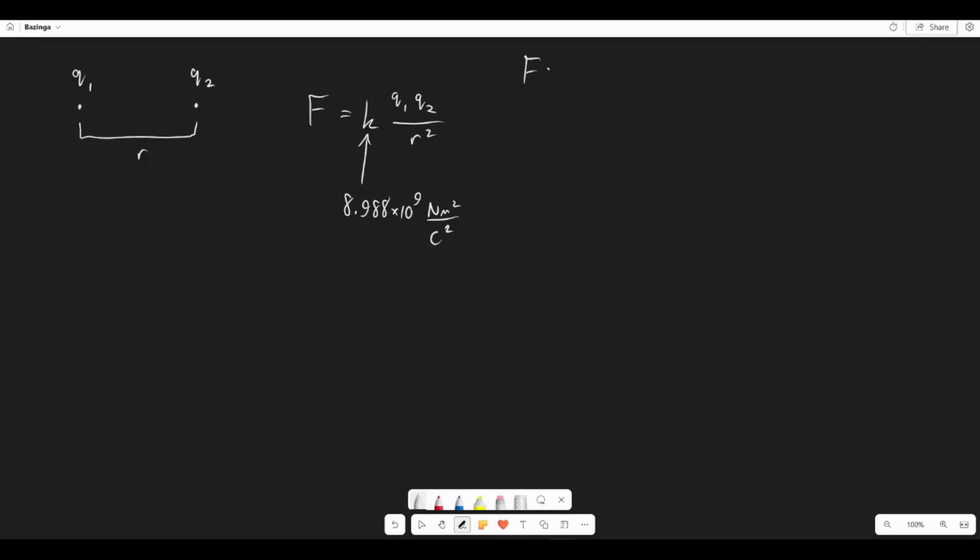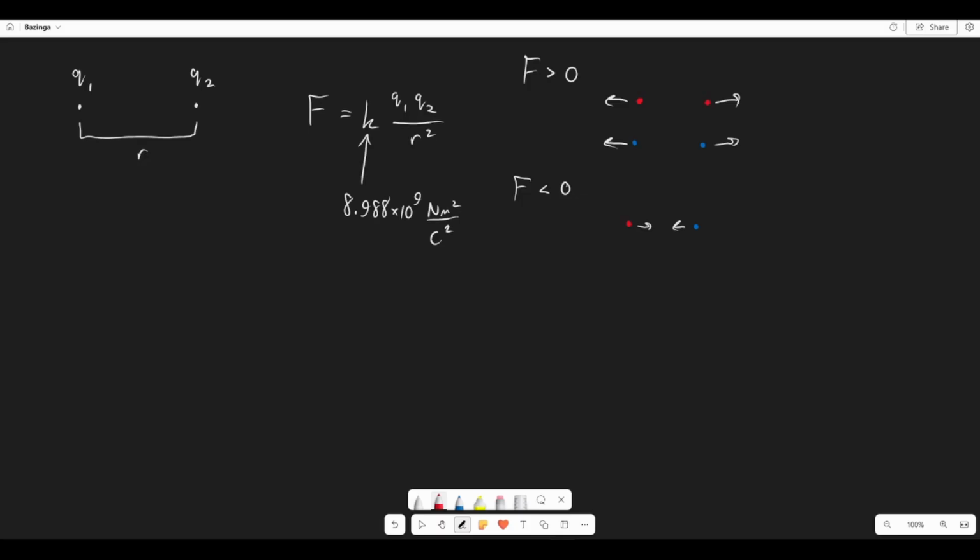If the force is positive, then that indicates that the two particles have the same sign of charge, which means that the force will be repulsive. If the force is negative, then that indicates that the particles have opposite sign charge, which means that the force will be attractive.